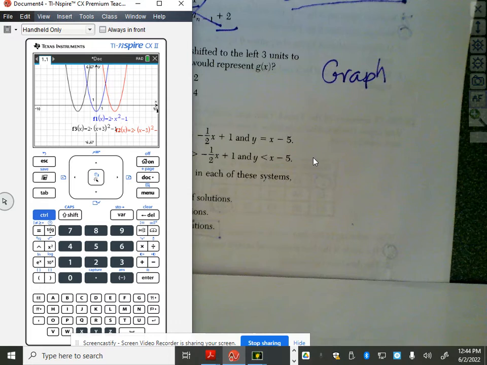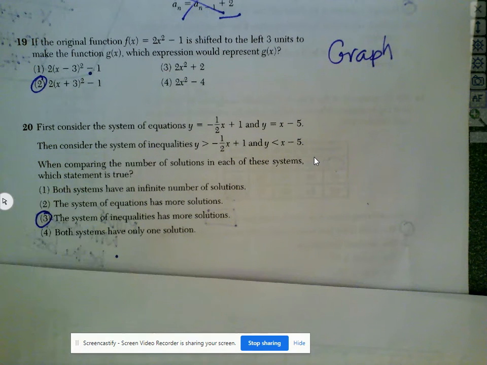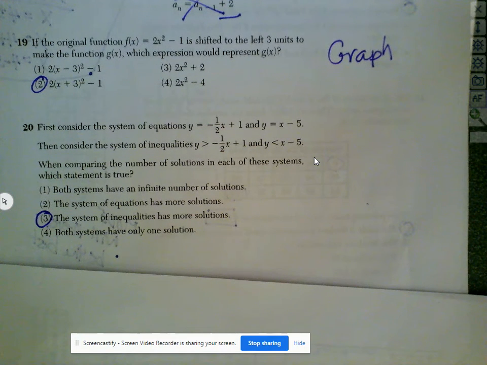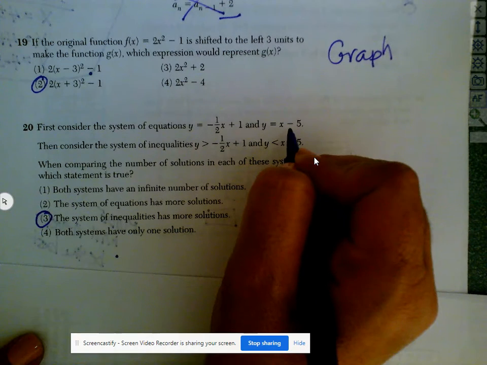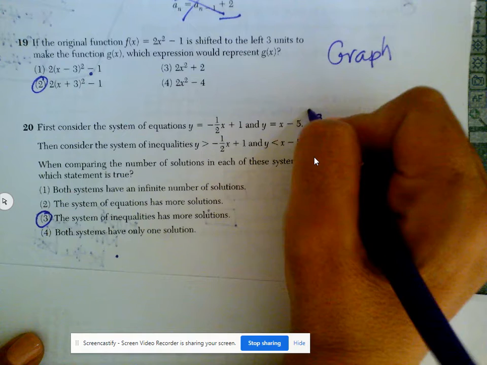Okay, number 20. First consider the system of equations y equals negative 1 half x plus 1 and y equals x minus 5. Then consider the system of inequalities y is greater than negative 1 half x plus 1 and y is less than negative x minus 5. When comparing the number of solutions in each of these systems, which statement is true? Well, if we graph these equations, you can put them on your graphing calculator, you're going to see they intersect once. So this has one solution.